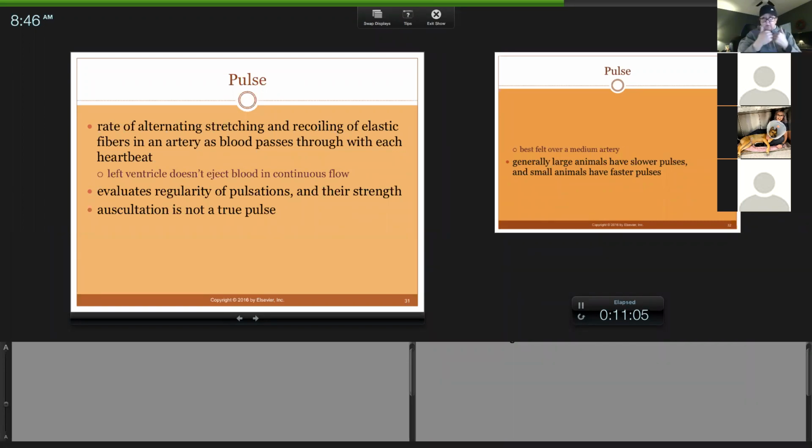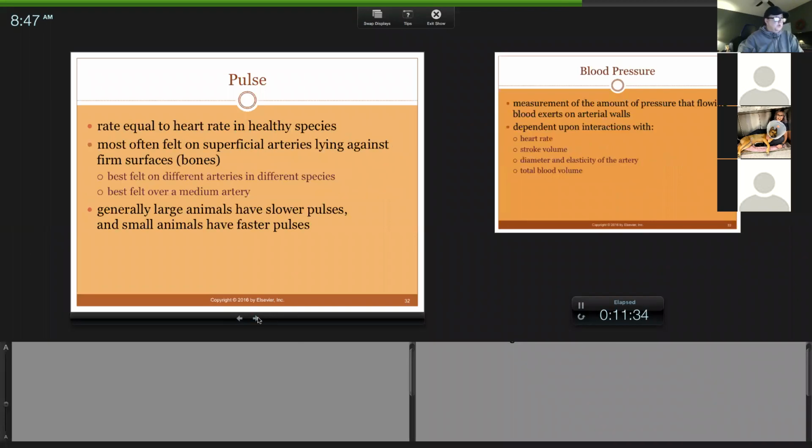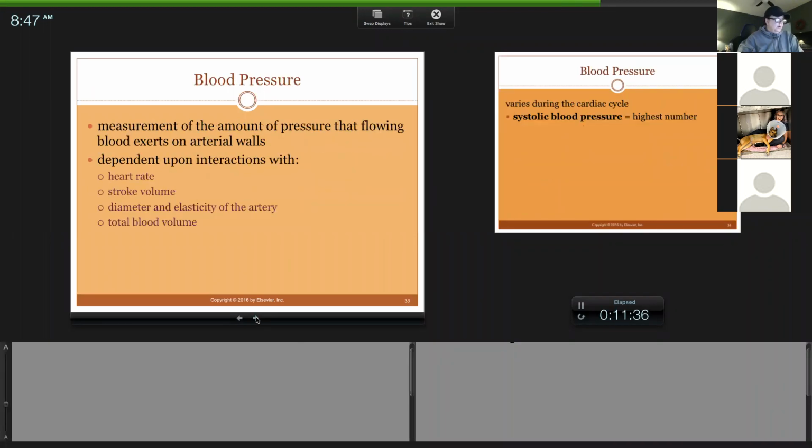Now, again, when you auscultate, you listen with the stethoscope. You are listening to the heart. You are palpating, or feeling, a pulse. They should be equal. But remember, blood flow is not continuous. As the left ventricle pumps, the left ventricle has to relax. And then it pumps, and then it relaxes. Systole, diastole. That's what you're listening for. That's what you're feeling when you actually feel a pulse.